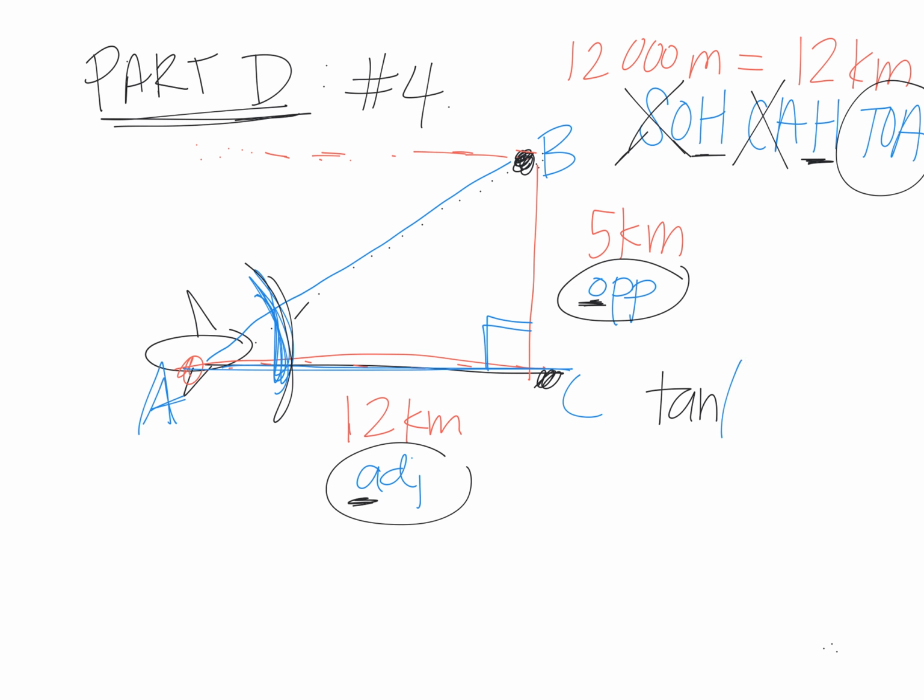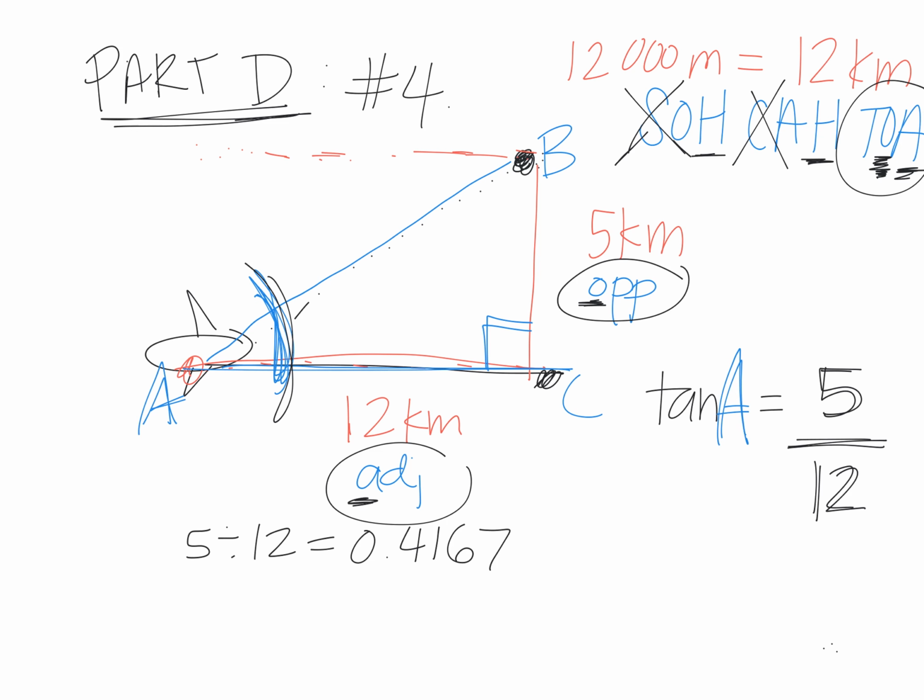Tan A. Okay, we're trying to find the angle. What is the tan ratio equal to? Opposite. What's opposite? Over. What's adjacent? Okay. We're trying to find angle A. So I just gave you the steps earlier. What's the first step in finding the angle? What do I do with 5 over 12? Divide. What's 5 divided by 12? 0.4167. Let's round it off.